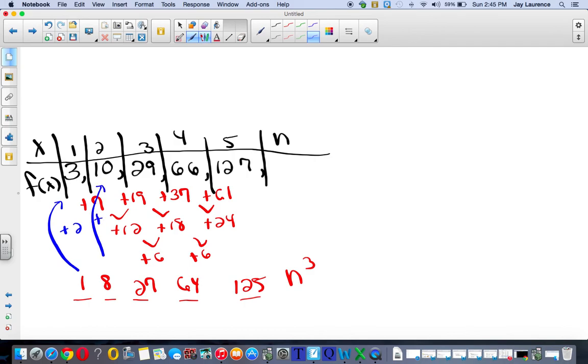8 plus 2 is 10. 27 plus 2 is 29. So this is going to be n cubed plus 2. Therefore, my function is f of x equals x cubed plus 2.